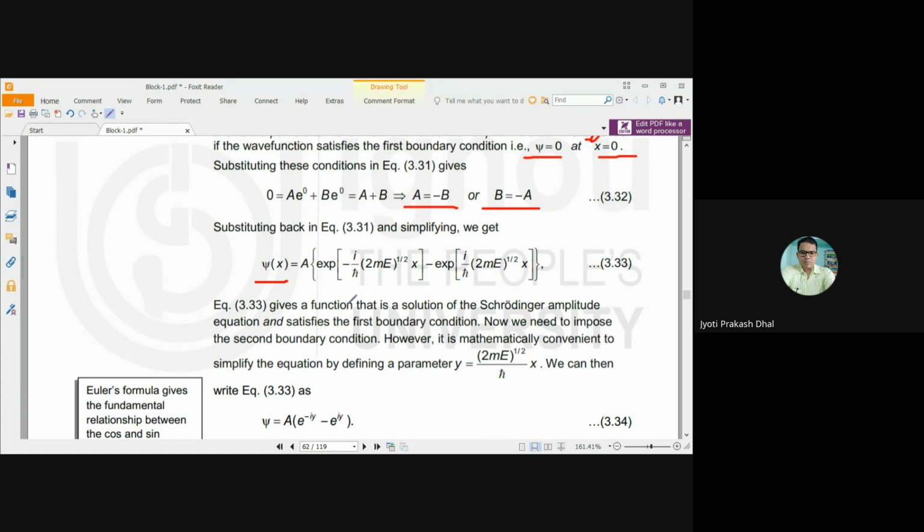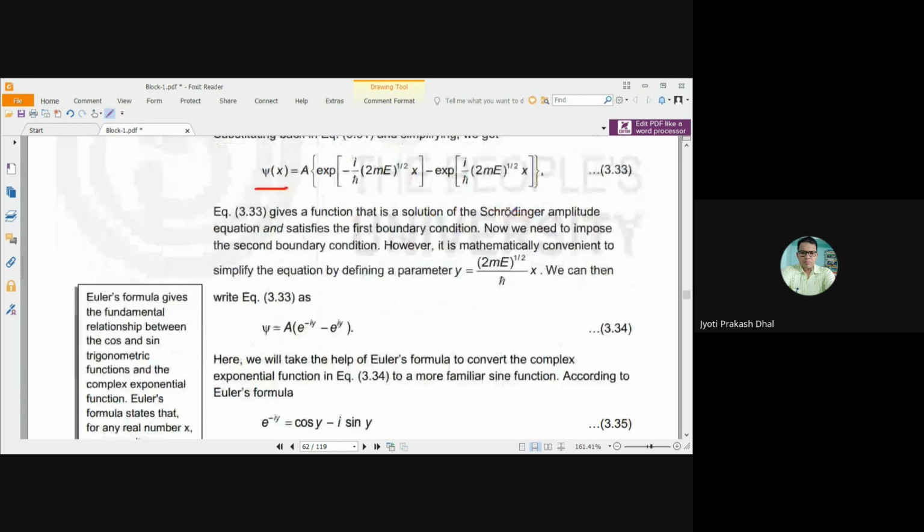So here we are considering A equals either minus B or B equals minus A. That means only one constant will be there. So this equation 33 gives a function that is a solution of the Schrodinger amplitude equation and satisfies the first boundary condition. Now we need to impose the second boundary condition.